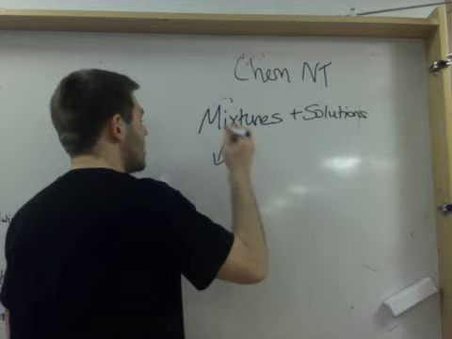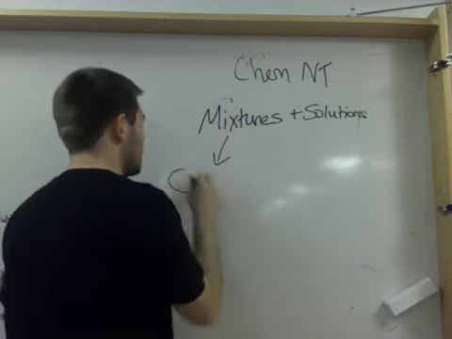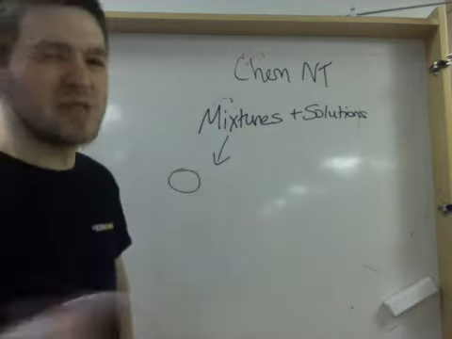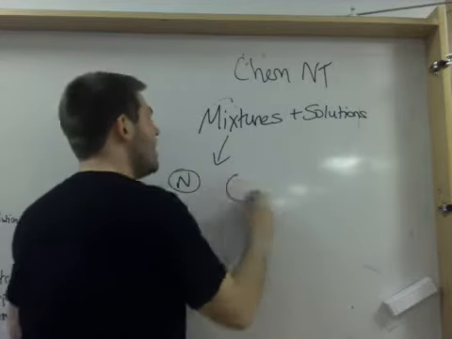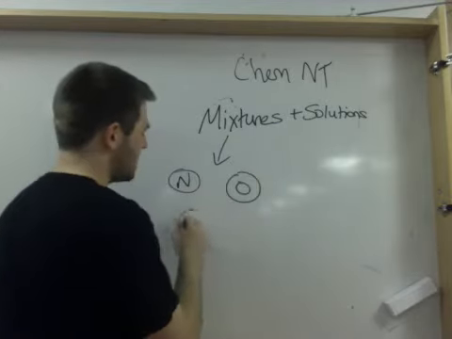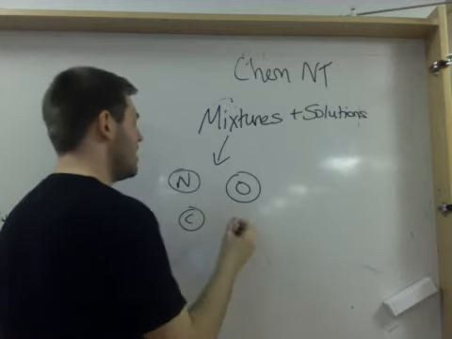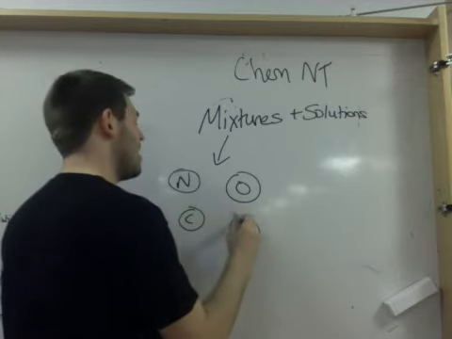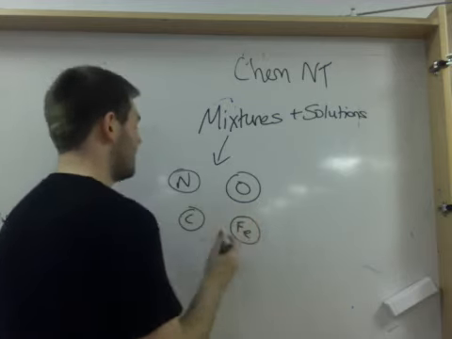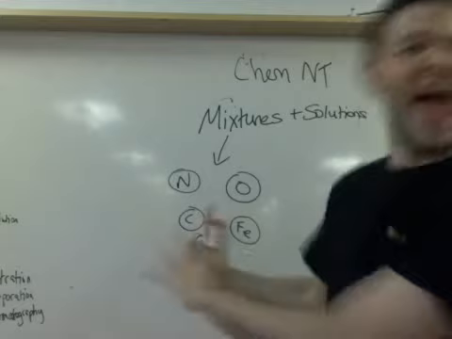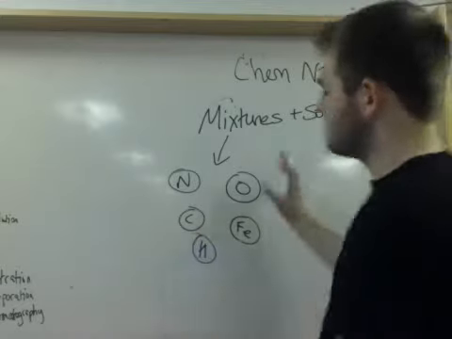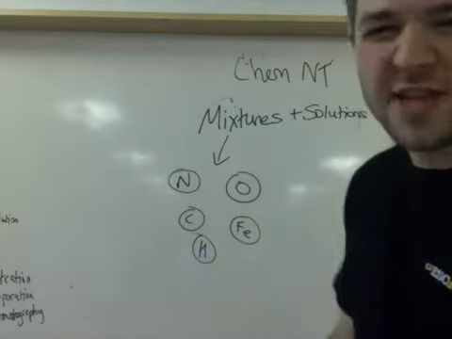So, for example, I could have some simple atoms. We need to know some simple atoms, like nitrogen. Let's have some nitrogen there. Let's have an oxygen here, and a carbon here, and an iron here. Let's have a hydrogen, and there's loads more. Gold, I can have silver. They're all different elements, all in the periodic table.